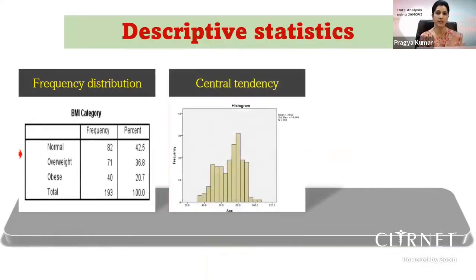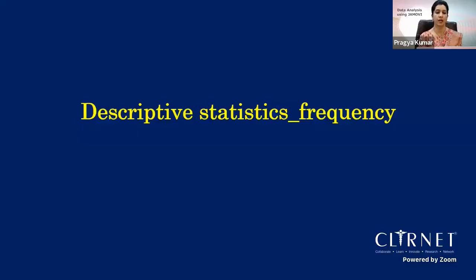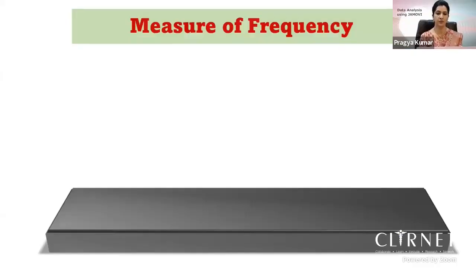Then the second is your central tendency, which is the mean and median. Then the third is your variability or the dispersion, where we see the various types of standard deviation, standard error, etc. And then there are positions like centile. So coming to the descriptive statistics frequency. Now this is the first thing which we see in our descriptive analysis.